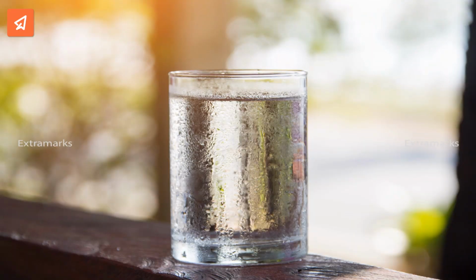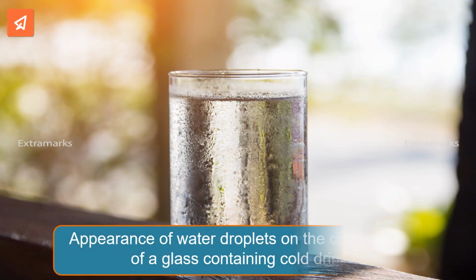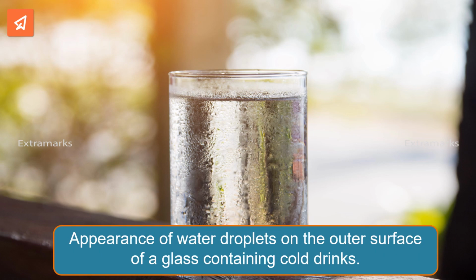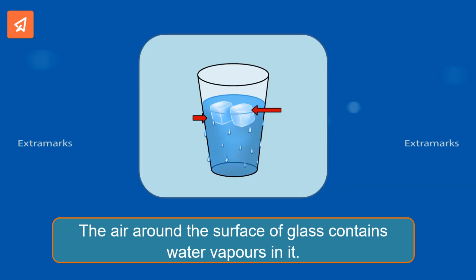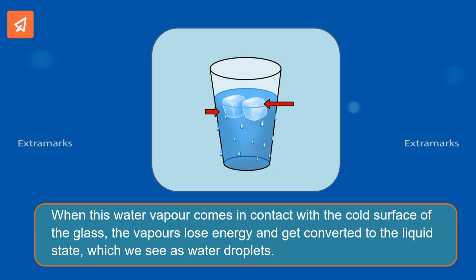Let's talk about some more examples where we can feel the effect of cooling caused by evaporation. Appearance of water droplets on the outer surface of a glass containing cold drinks is something we witness quite frequently. The air around the surface of glass contains water vapor in it. When this water vapor comes in contact with the cold surface of the glass, the vapors lose energy and get converted to the liquid state, which we see as water droplets.